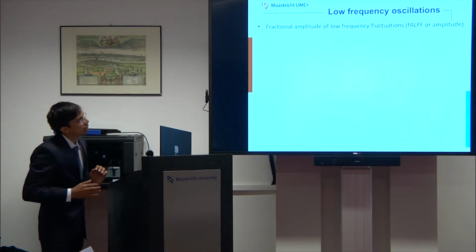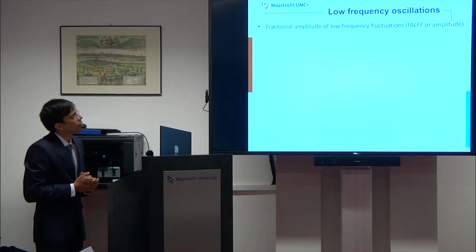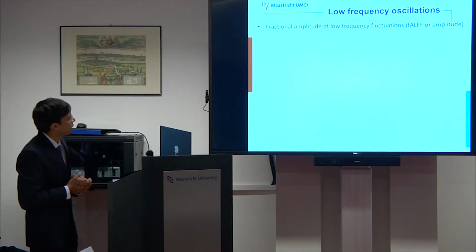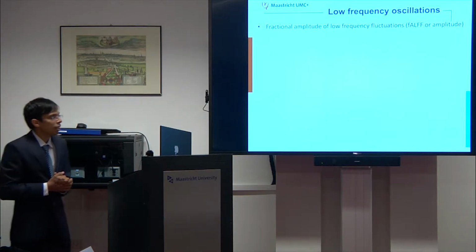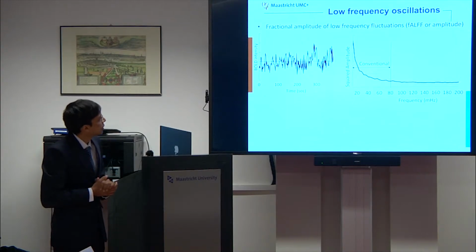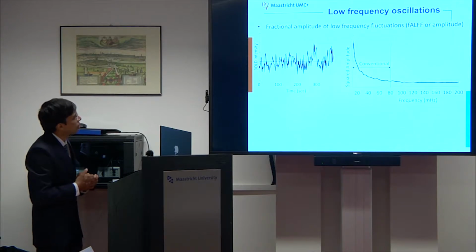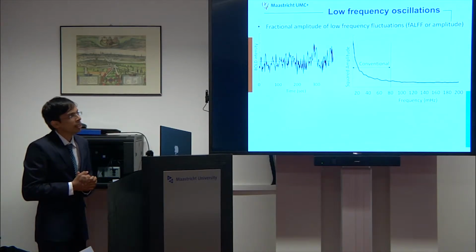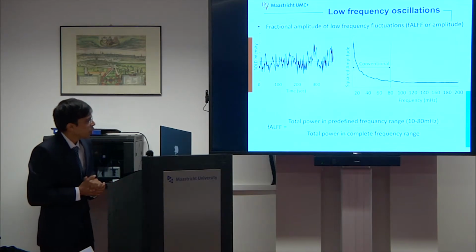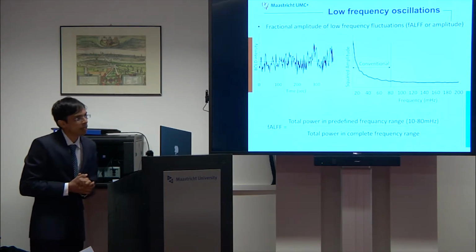There are several methods that are proposed in literature to quantify the inhomogeneities in BOLD data. One of them that focuses on measurement of low frequency oscillations is fractional amplitude of low frequency fluctuations, or simply amplitude. The BOLD spectrum shown here is computed by taking the Fourier transform of the BOLD signal, and the amplitude measure is computed using the BOLD spectrum. Amplitude measure is defined as the ratio of total power in a predefined frequency range to that of total power in the complete frequency range.